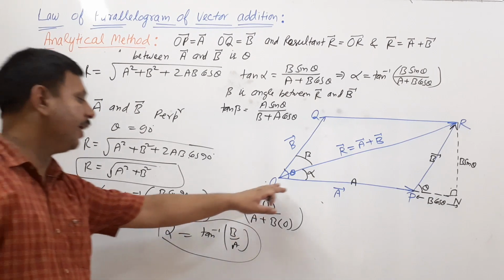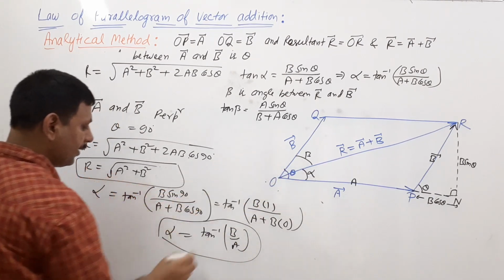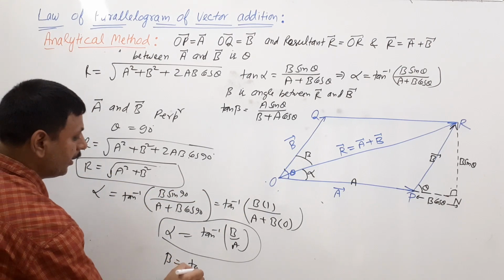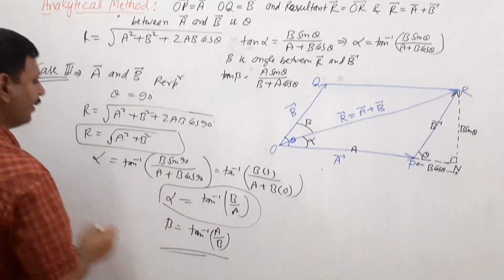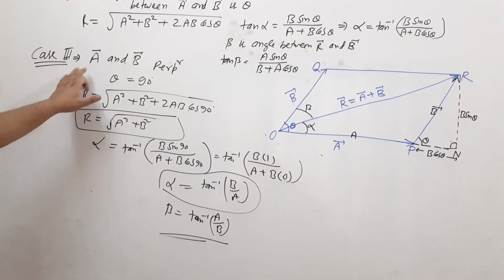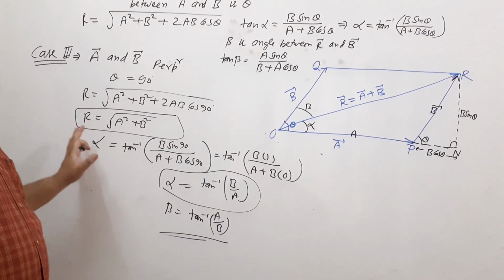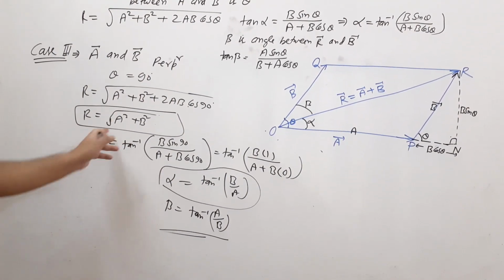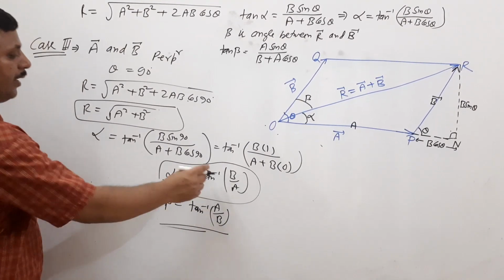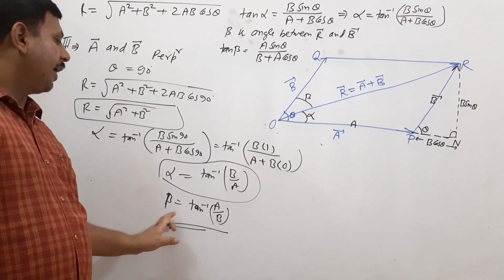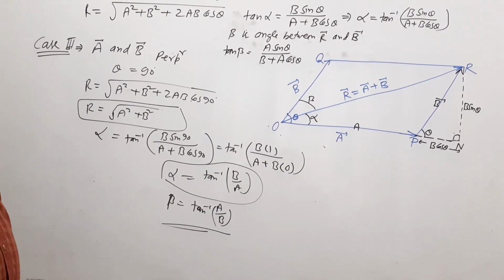So with A it is tan inverse B upon A, with B, beta is what? Tan inverse A upon B. So case third I have taken when A and B are perpendicular to each other: at that time the resultant vector has magnitude under root A square plus B square, the angle with A is tan inverse B upon A, and the angle with B, beta, is tan inverse A upon B.